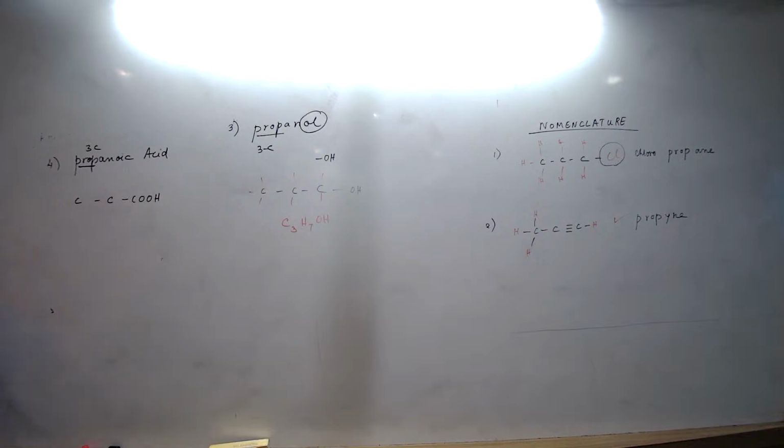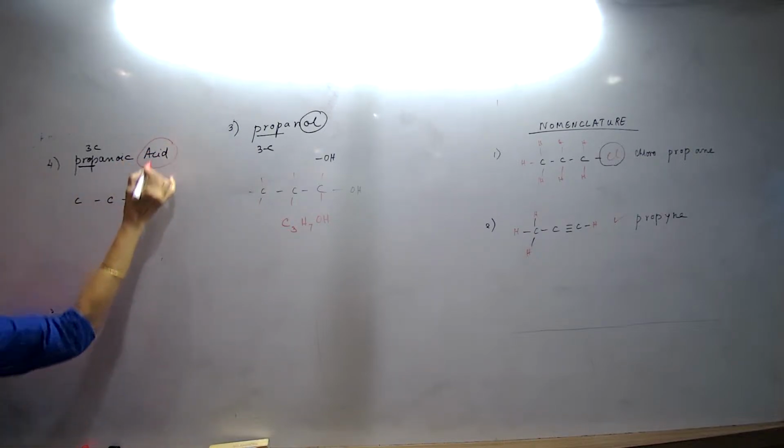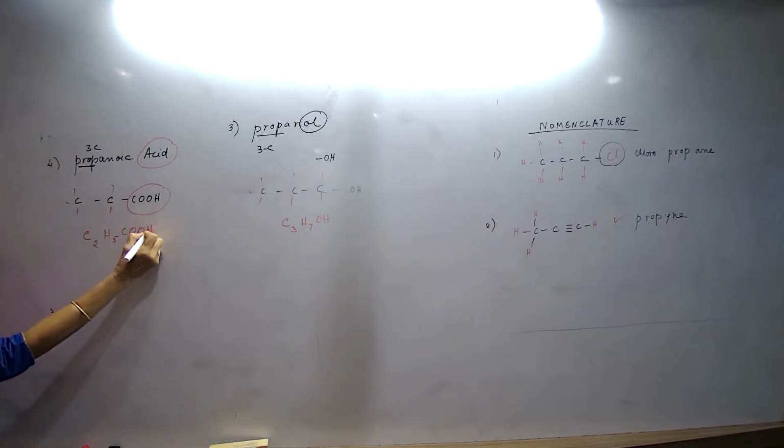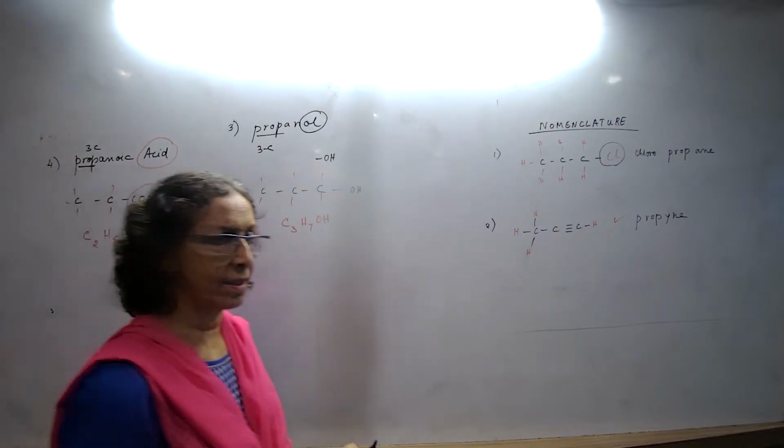Did you understand why I have drawn like this? First, you recognize that it is an acid. An acid should have the COOH group. Prop tells us how many carbon atoms are present. So because it's prop, it is 3 carbon. One is already here, 2, 3. Okay, and then C2H5COOH. Very good. That's good. So C2H5COOH. That's your propanoic acid.